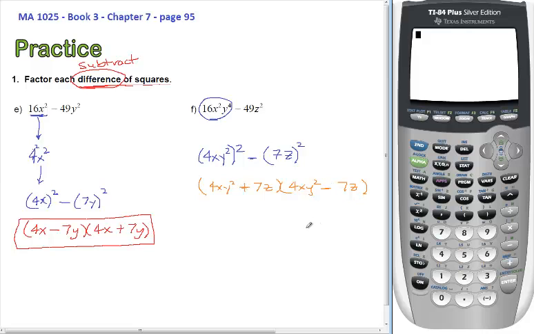So it doesn't matter. Exact same factors, plus in one, minus in the other, and it only works with the difference of two squares. It doesn't work for the sum of two squares. Okay, so hopefully that helps you. That's it for now.